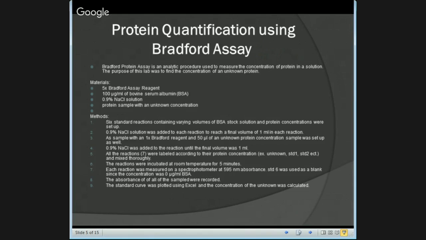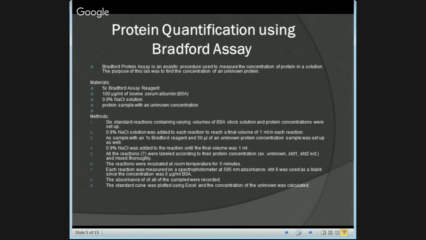So, the Bradford assay. The Bradford protein assay is an analytic procedure used to measure the concentration of protein in a solution. The purpose of this lab was to find the concentration of an unknown protein. The materials that we used in this lab were 5 times Bradford assay reagent, 100 micrograms per milliliter of bovine serum albumin, or BSA, 0.9% NaCl solution, and a protein sample with an unknown concentration.